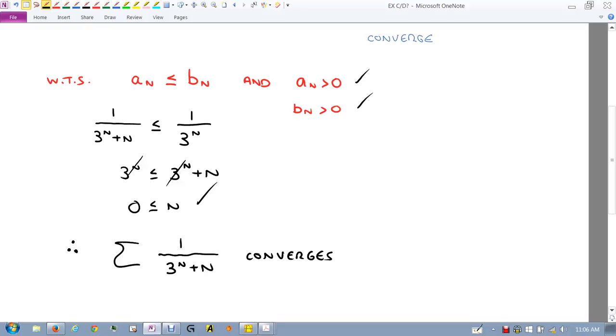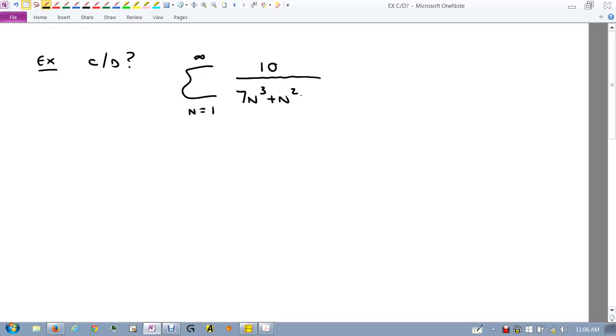I'm going to set another one up, but I'm not going to go through the work. Converge or diverge? Sum n equals 1 to infinity, 10 over 7n cubed plus n squared plus n.